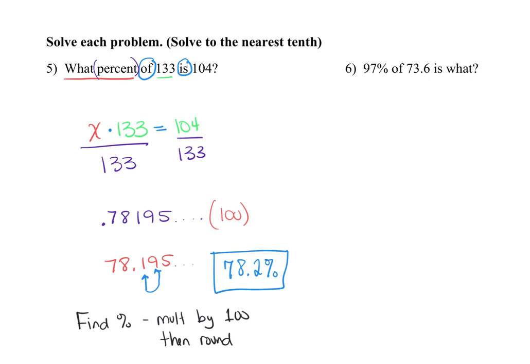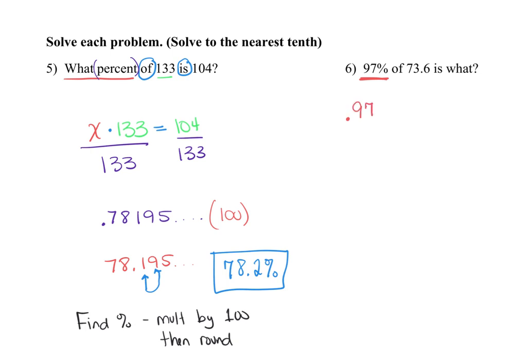Let's look at the next one. It says 97% of 73.6 is what? So this is where I'm going to change it to a decimal first. How do I change 97% to a decimal? It moves it over 2 places. If I divide by 100, I get 0.97.